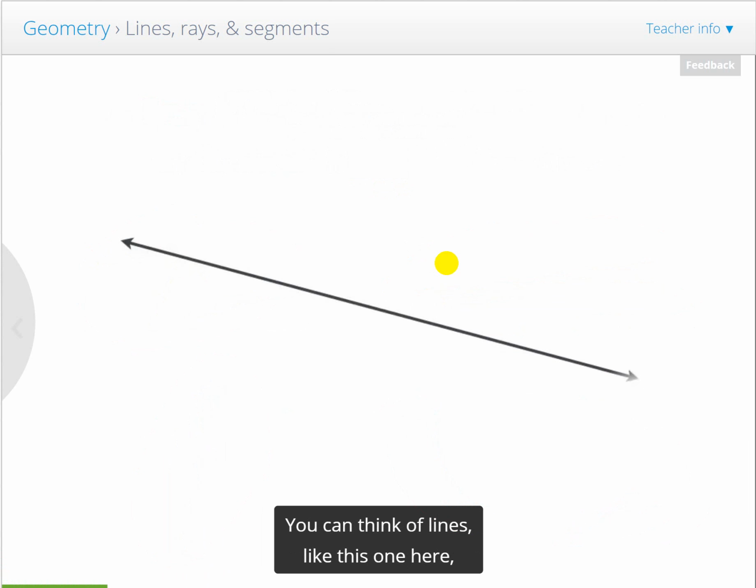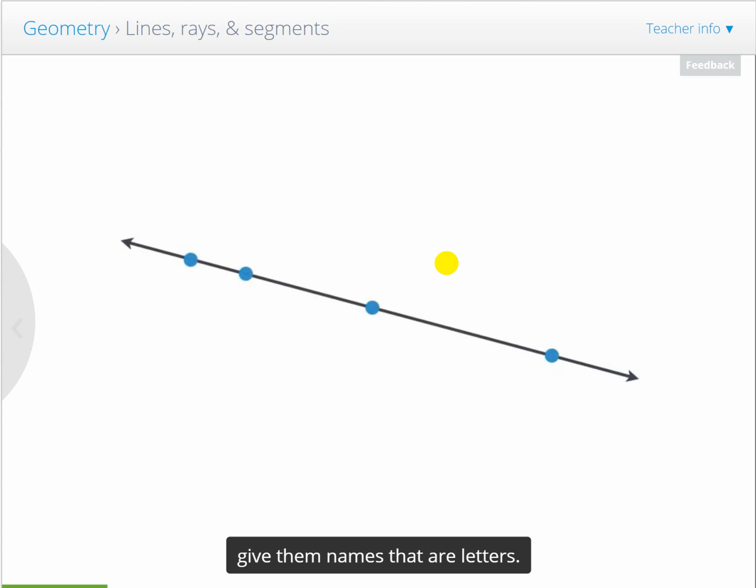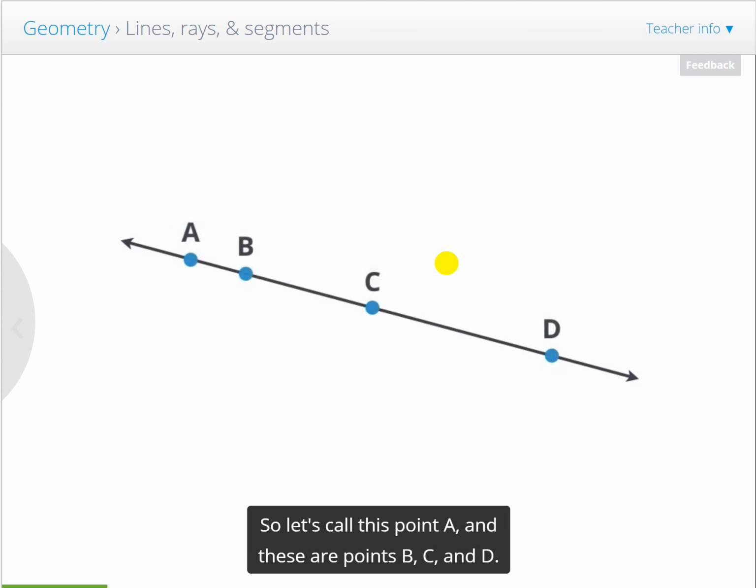You can think of lines, like this one here, as being made up of lots and lots of points. Points are usually indicated with dots, like this dot here. And here are a few more points on this line. When we talk about different points, we usually give them names that are letters. So let's call this point A, and these are points B, C, and D.